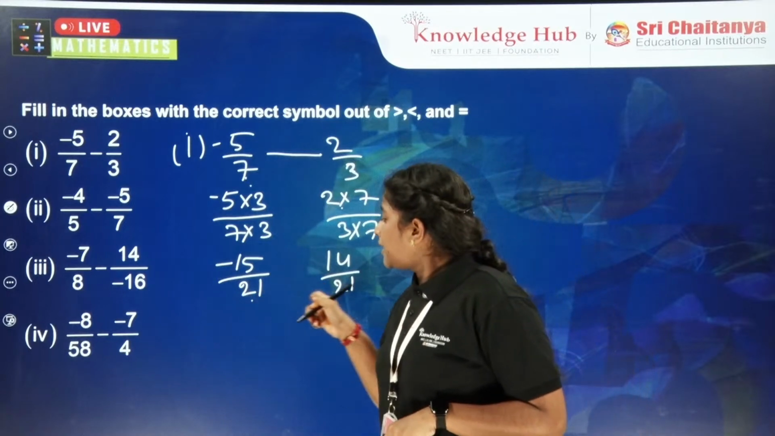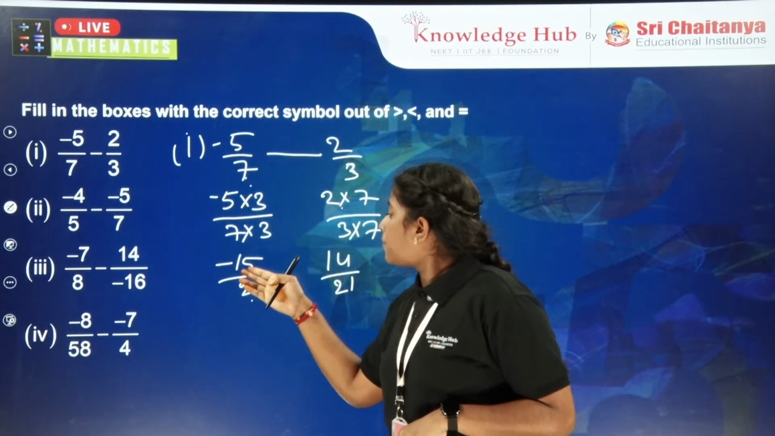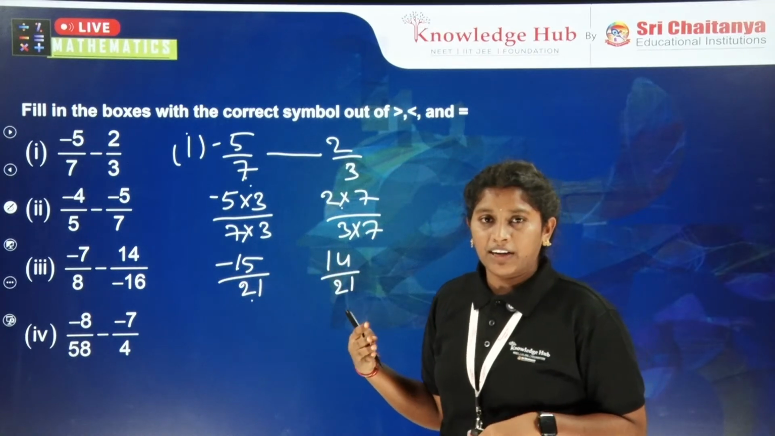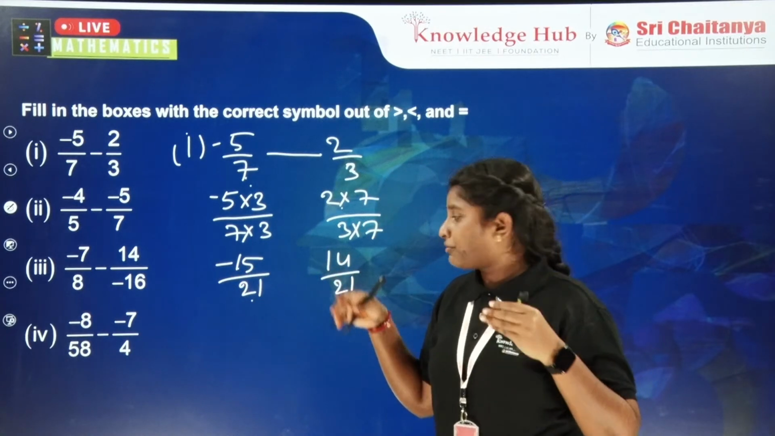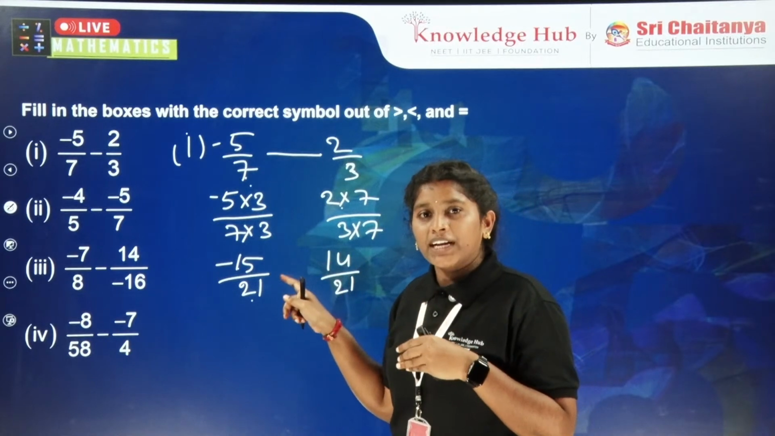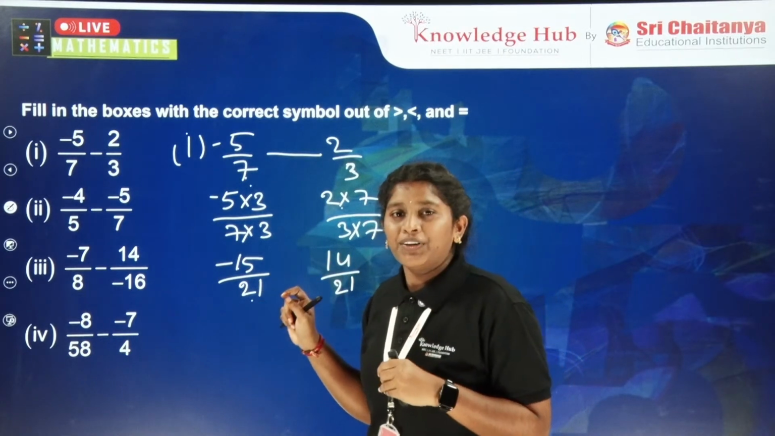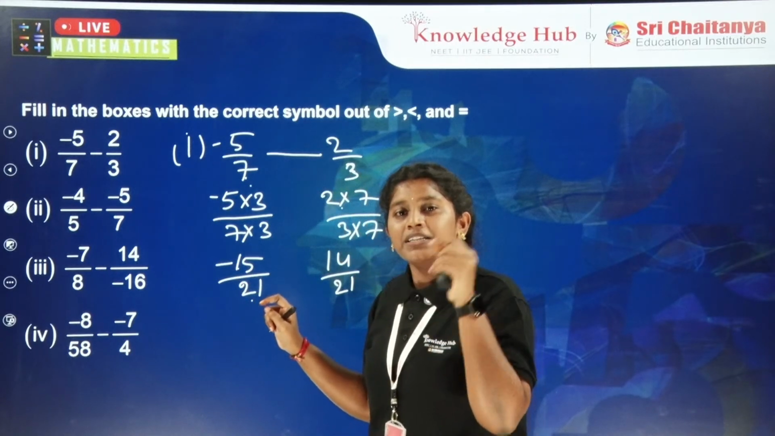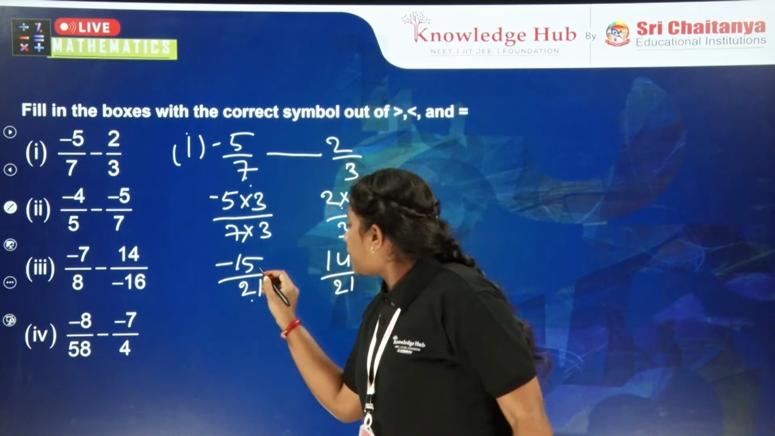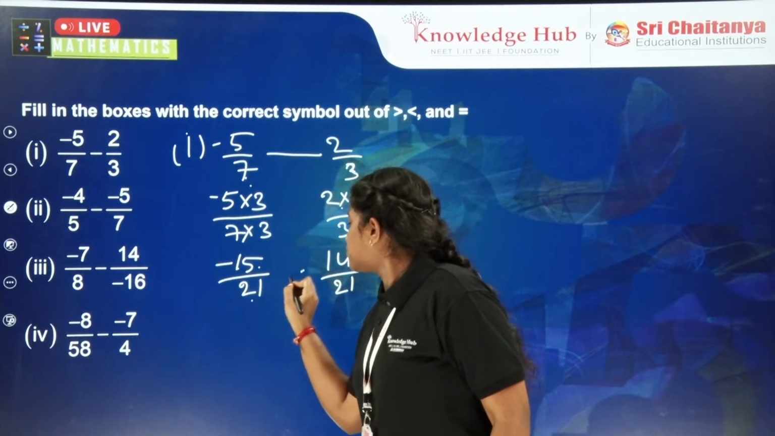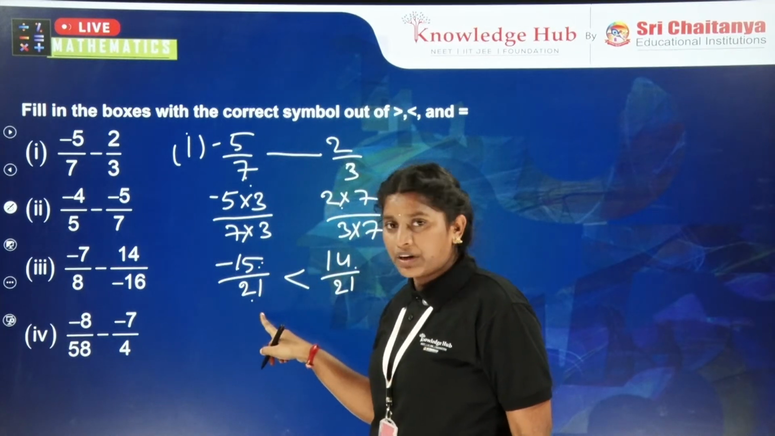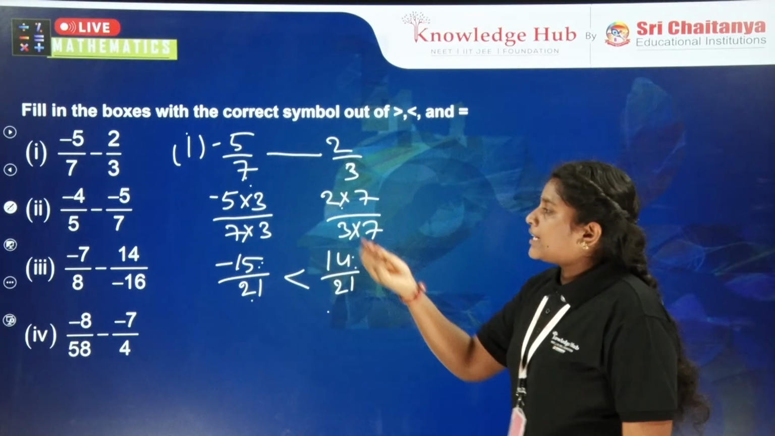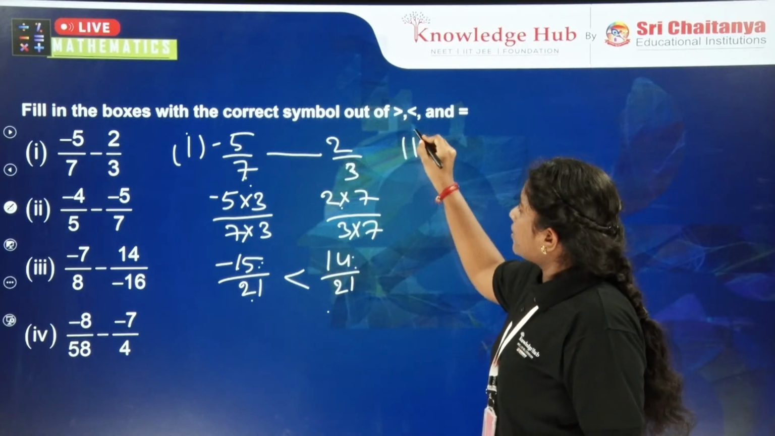Now I have my denominators the same, and we compare the numerators, minus 15 and 14. Which will be the greater one? Most of us will think that 15 is greater than 14, so we can keep it greater than. But here we have the negative sign for the 15. Negative sign means it is minus 15, and minus 15 is less than 14. So now it will become minus 15 by 21 less than 14 by 21. Now let's solve the next one.